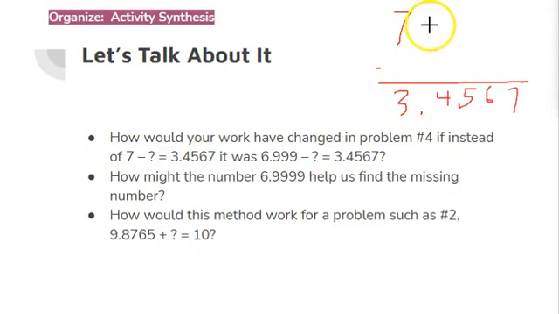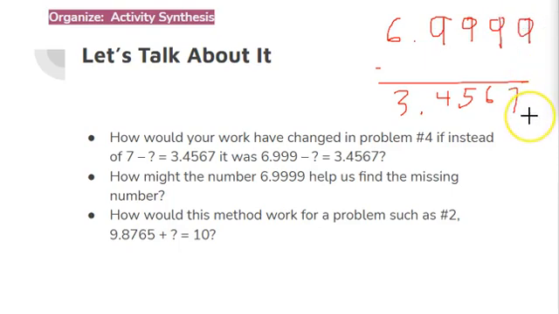If we had this one, if we changed that 7 minus something gave us the 3 and 4,567 10,000ths. What if we changed that instead to 6 and 999 thousandths? It would still work the same, wouldn't it?